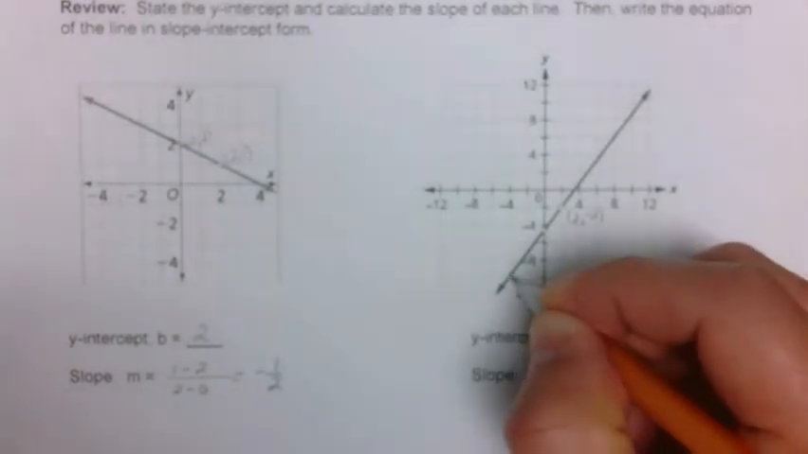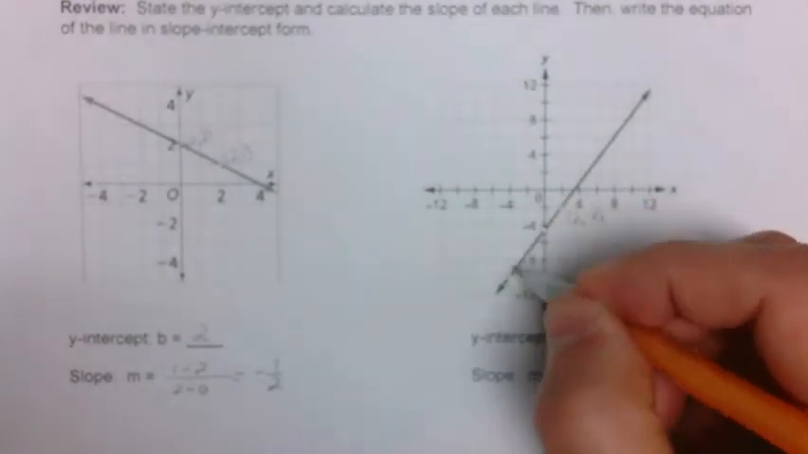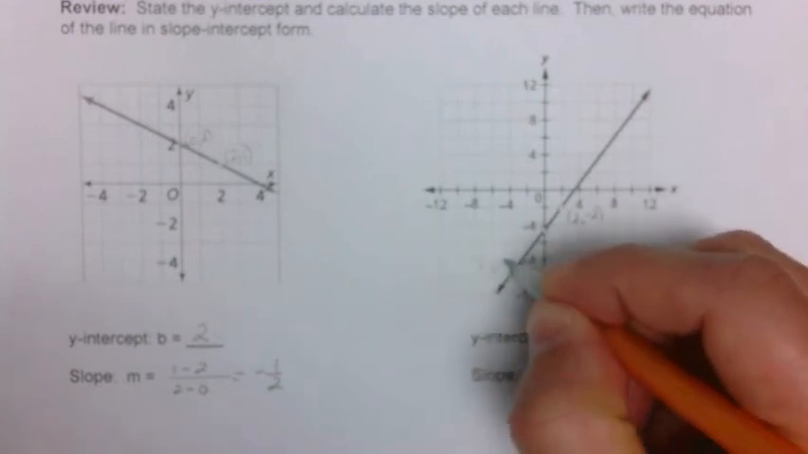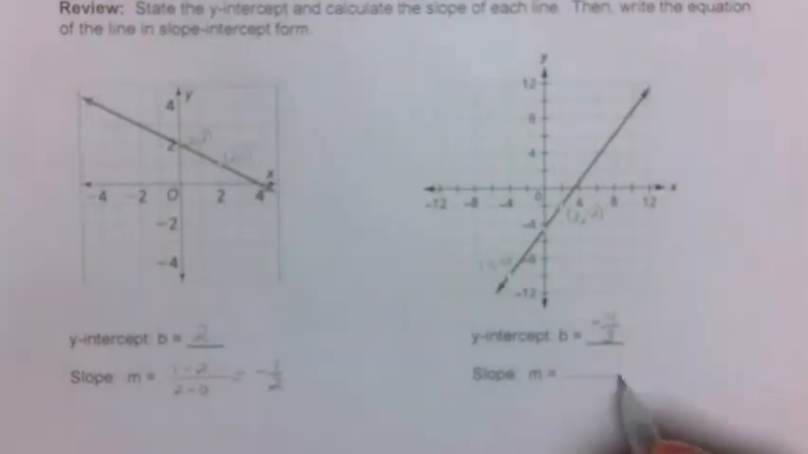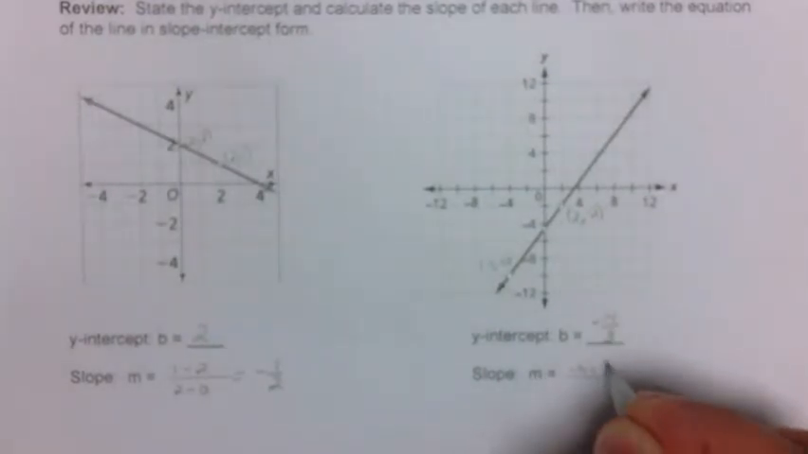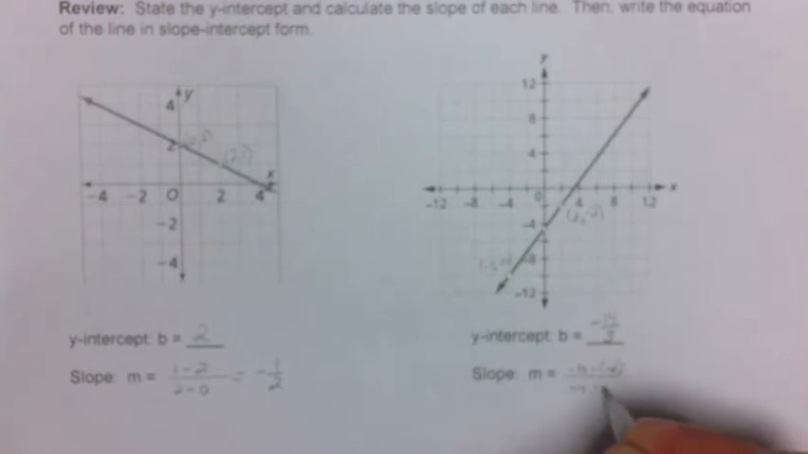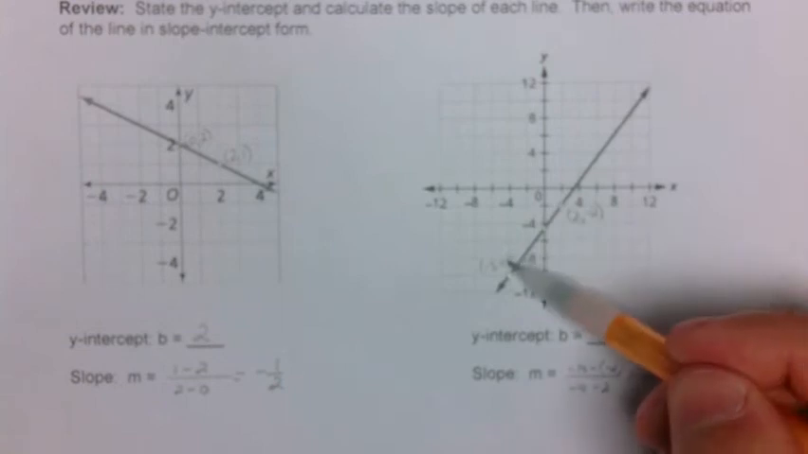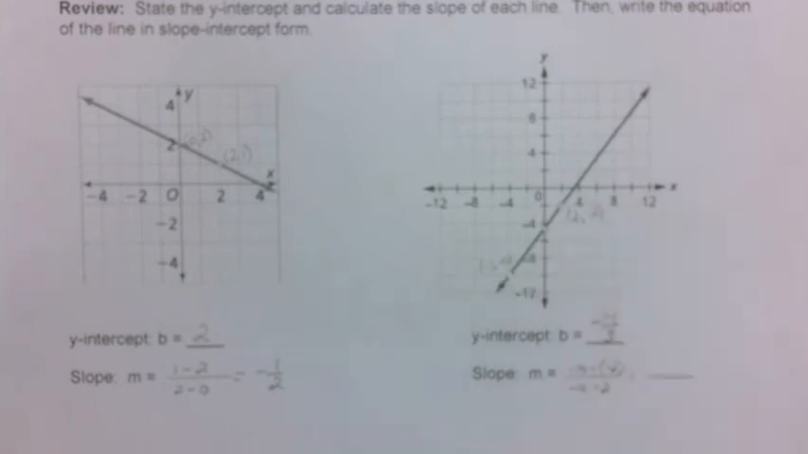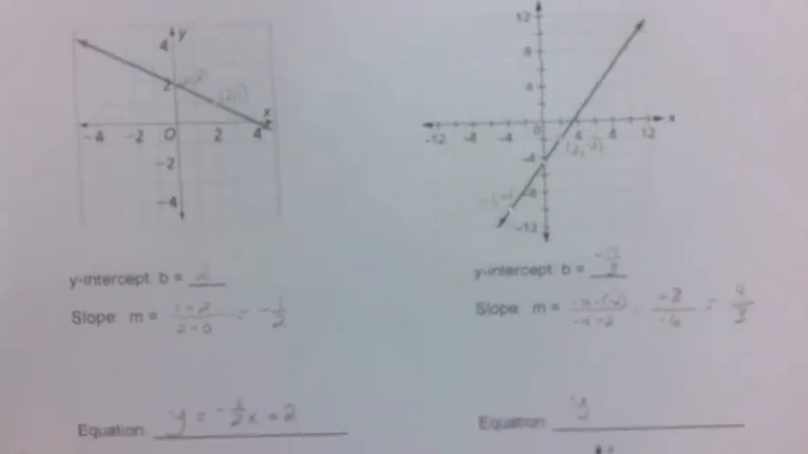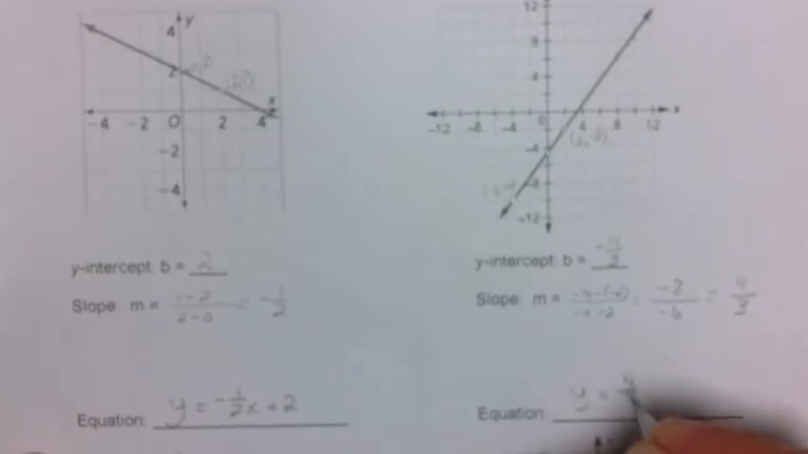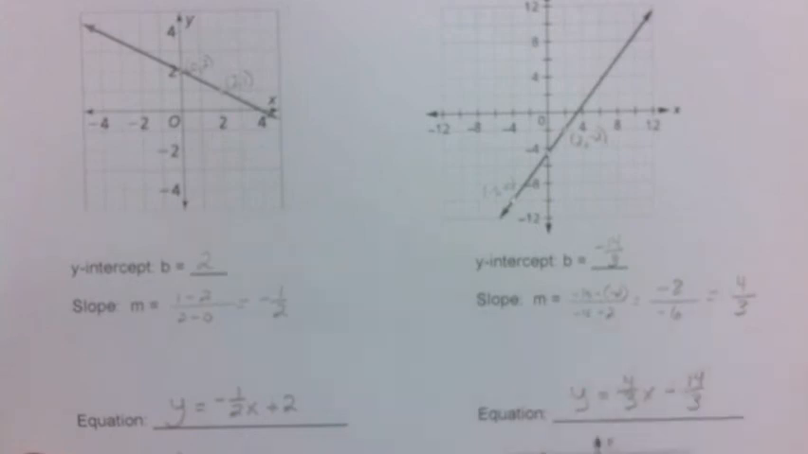And if I find a point right here, that would have coordinates of negative 4, negative 10. So let's calculate the slope. I can do negative 10 minus negative 2 over negative 4 minus 2. So again, y2 minus y1, x2 minus x1. Negative 10 minus negative 2 is negative 8. Negative 4 minus 2 is negative 6. And negative 8 divided by negative 6 is the same as 4 thirds for the slope. So the equation of the line is going to be y equals 4 thirds x minus 14 thirds.